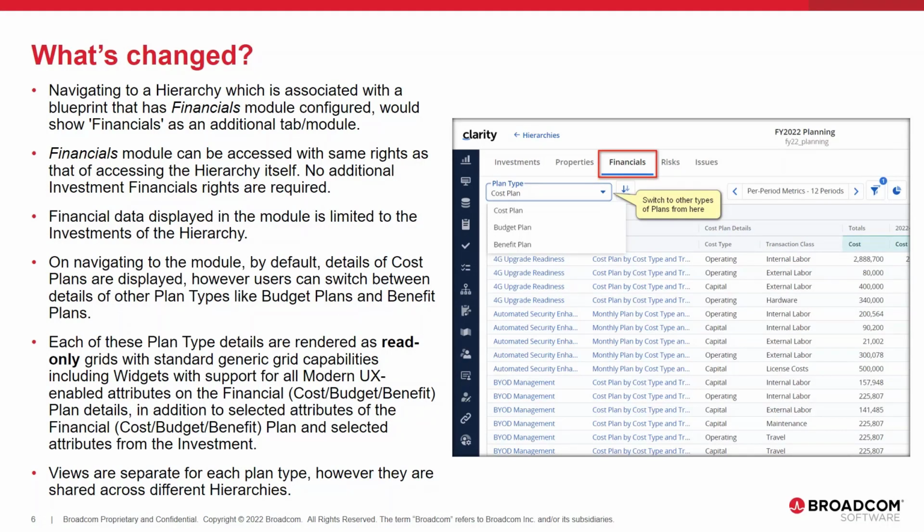Each of these plan type details are rendered as read-only grids with all standard generic grid capabilities, including the widget support. When it comes to the attributes supported on these grids, they're from the financial plan details, that is the cost plan details, budget plan details, and the benefit plan details, in addition to most of the attributes from the financial plans, that is the cost plan, budget plan, benefit plan, and a few selected attributes from the investment object. Views are separate for each of the plan type. However, they're shared across different hierarchies.